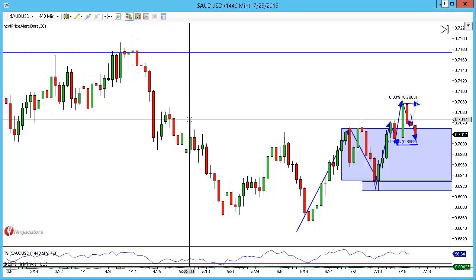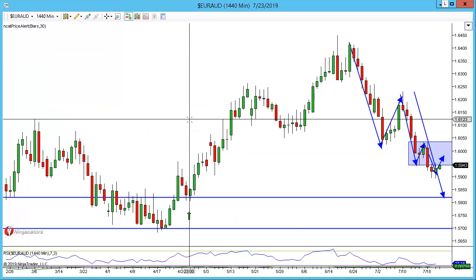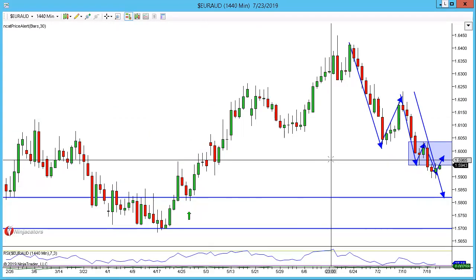So let's go and take a look at the Euro Aussie. I think I'm just going to include 3 currency pairs, not 4. The other one isn't quite good enough.